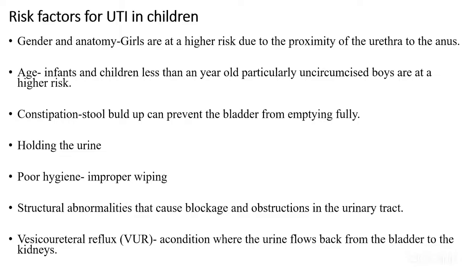So we'll look at the risk factors that contribute to UTI in children. One of the most common ones in girls is the proximity of the urethra to the anus. In such a case, you might find, if it's the older children, they are not able to wipe from front to back. And if it's the younger children, you'll find that maybe they are staying with a soiled diaper for so long, therefore the urethra is contaminated. Also, we look at the age of the patient. Infants and children who are less than 1 year old, particularly boys who are uncircumcised, are at higher risk.